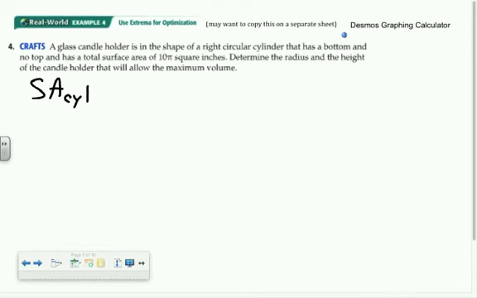So the surface area formula for a cylinder says I've got 2 pi r h, and that's my lateral area, and 2 pi r squared, and that's my two bases. But in this particular problem, I only have one base. So I don't need the 2 pi r squared, I just need pi r squared. And I'm also told that the total surface area is 10 pi.